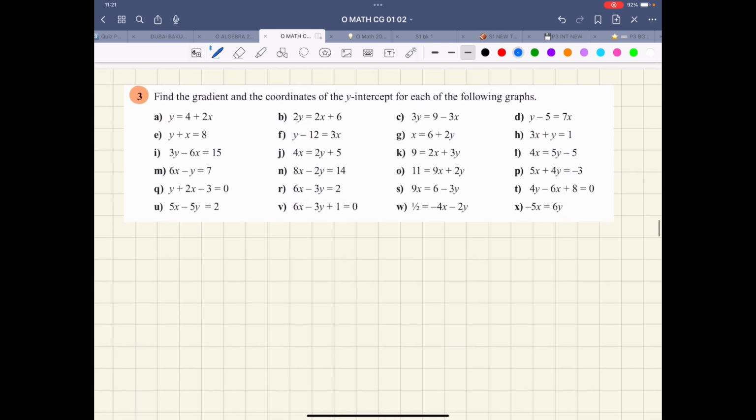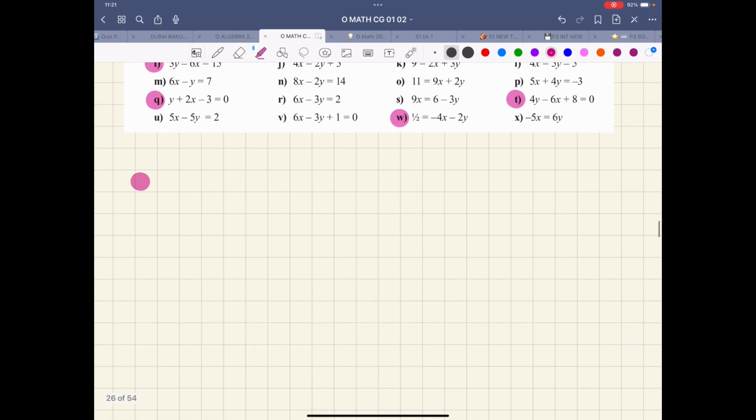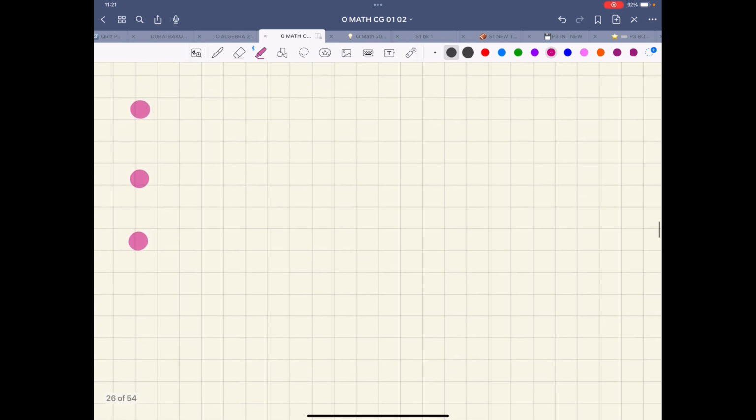Let's look at this thing. Now find the gradients and the coordinates of the y-intercept for each of the following. So now let me label some of them. Let's say, let me label part A, let me label part I, and let's say Q, and let's say W, and let's say T. So let me work on these 5 of them. So this is A, I, Q, T, and W.